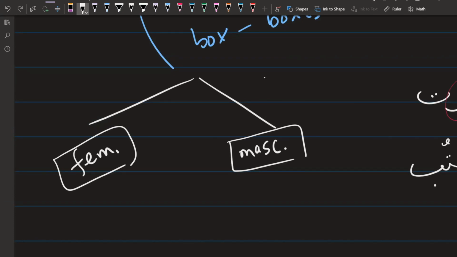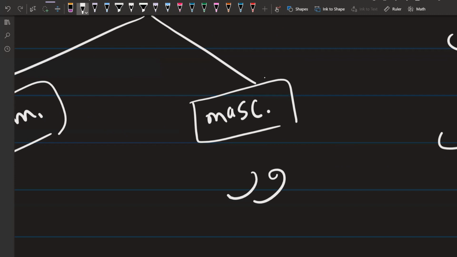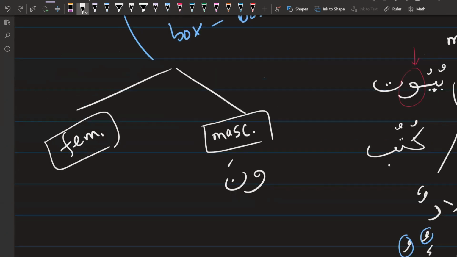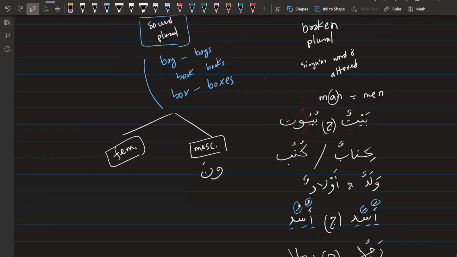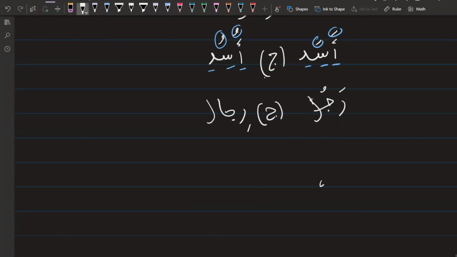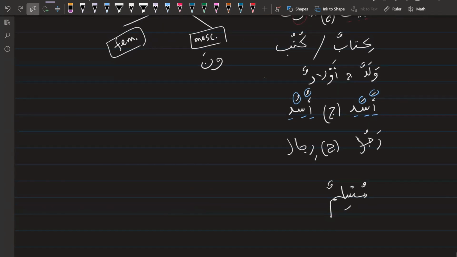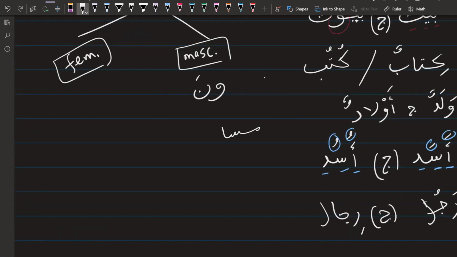For masculine, we add waw and noon. Una. We say una, waw and noon. So when we have a word, we simply add waw and noon to make it into a plural. So for example, the singular is Muslimun. And what do we do? We add waw and noon. Muslimun plus waw and noon.